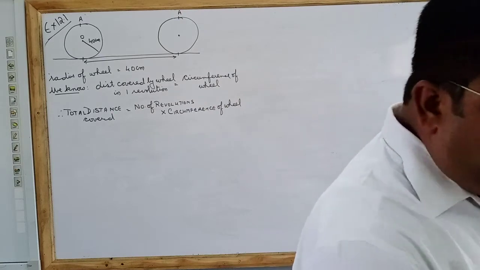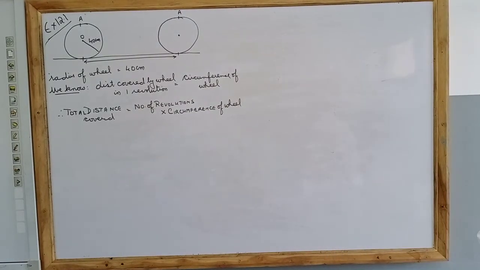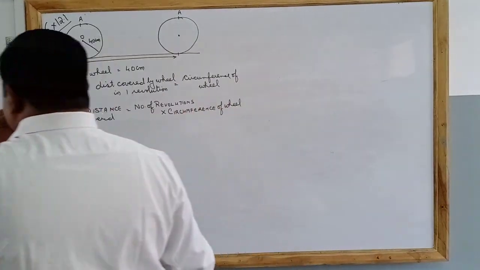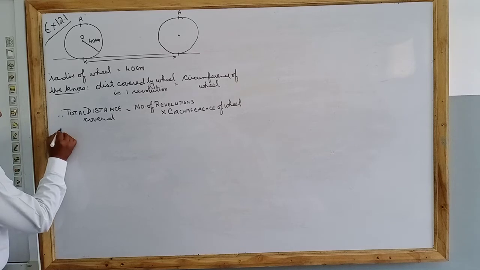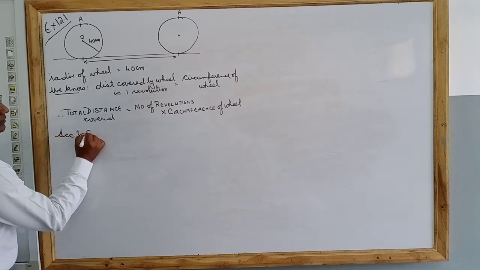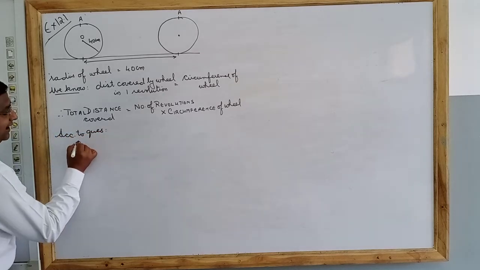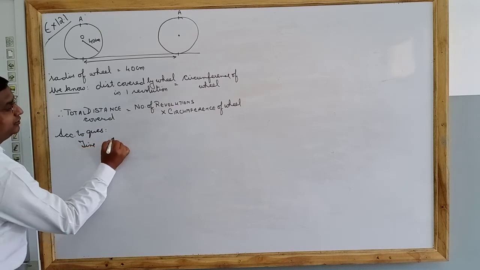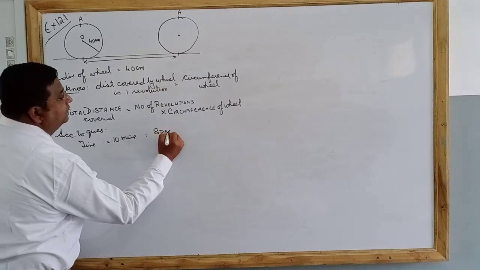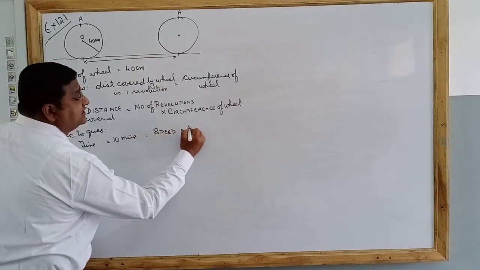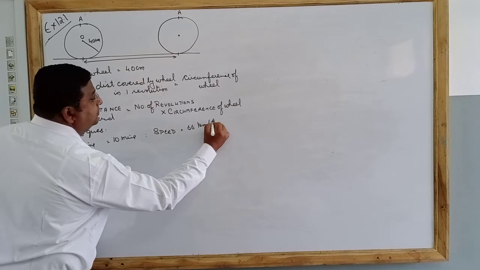Now let us see what is given to us in the question. The wheels of a car are of diameter 80 cm. How many complete revolutions does each wheel make in 10 minutes, when the car is traveling at a speed of 66 km per hour? Two things are given to us. One is the time, according to the question: time is equal to 10 minutes, and the speed of the car is given to us as 66 kilometers per hour.